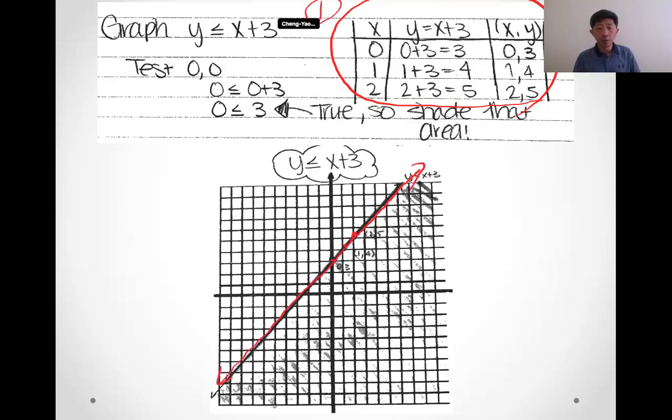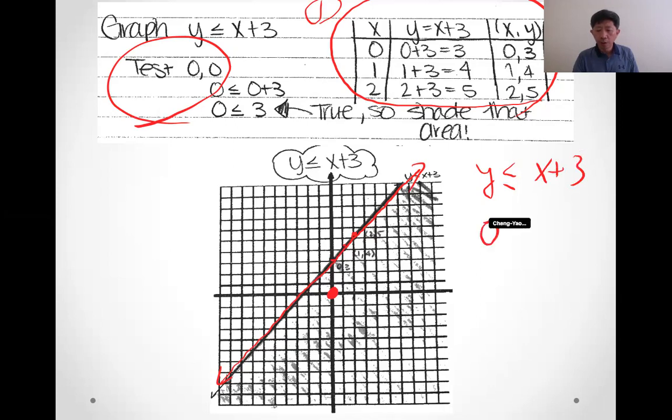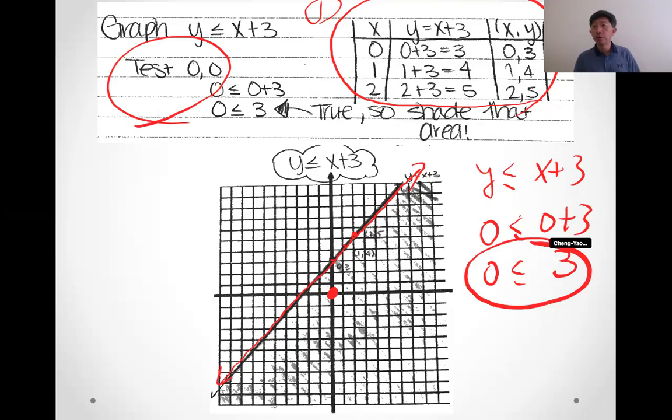The second step is what? Test (0, 0). Okay, test (0, 0), right? So (0, 0) is right here, and we test it in the equation y less than or equal to x plus 3. So I put in y is 0, then I put in x is equal to 0. So therefore, 0 plus 3 is equal to 3. So now, 0 less than or equal to 3, true or false? Oh, it is true. Now what should we do?